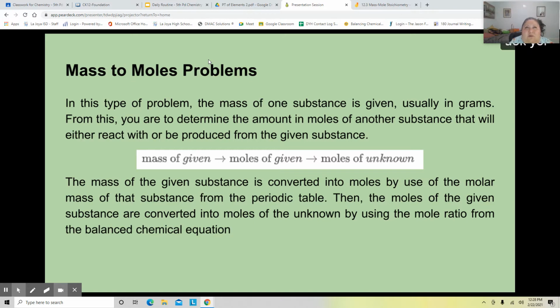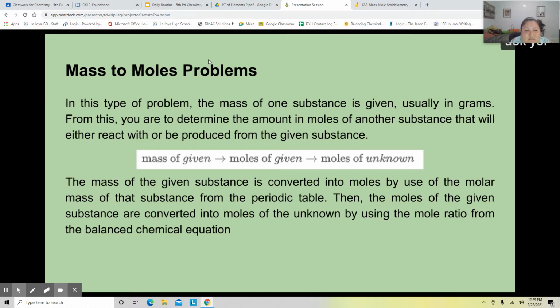And then once you change grams of A to moles of A, you're going to use the balanced chemical equation and mole ratio in order to change moles of A to moles of B. And that's just a two-step process. That's all it is. Okay?